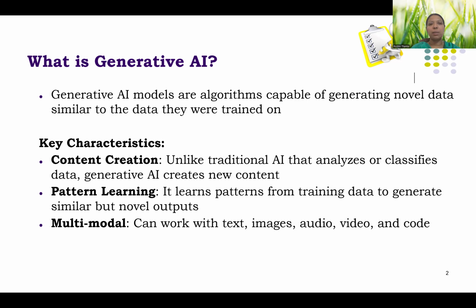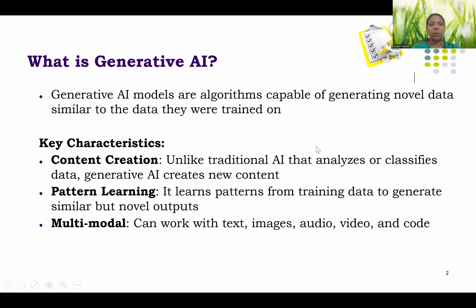The next one is multi-modal. That is another key characteristic of generative AI, which can work not only with images or video, but also with text, image, audio, video, code, whatever it can be. So it can work with multiple modalities. That is another key characteristic of generative AI.